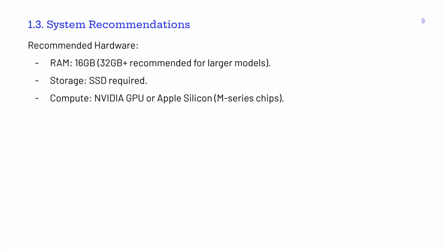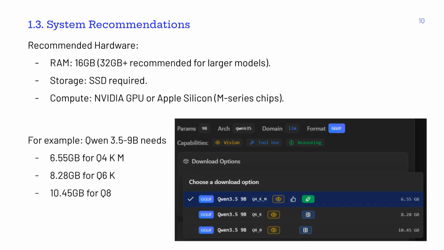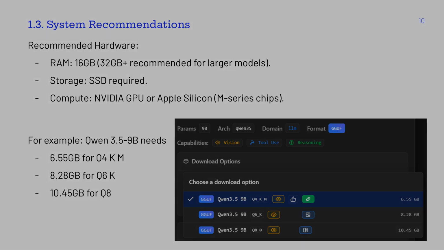For the best experience, we recommend a machine with at least 16 gigabytes of RAM, an SSD for storage, and an NVIDIA GPU or Apple Silicon for compute. The actual hardware required depends on the model size and quantization. For instance, Qwen 3.5 9B requires between 6.5 gigabytes and 10.5 gigabytes, depending on the quantization level selected.